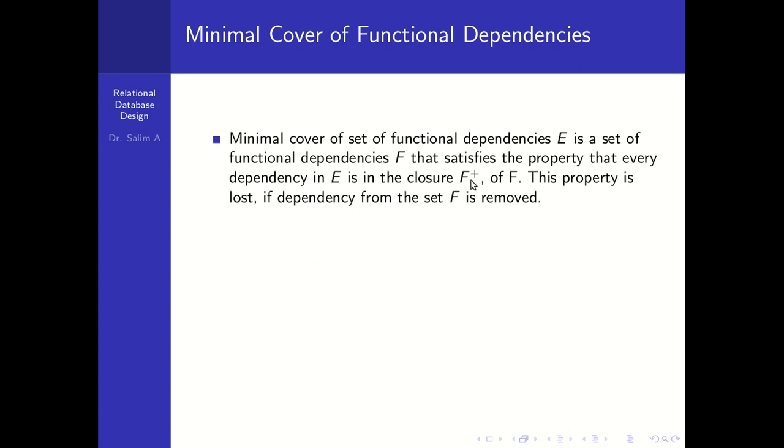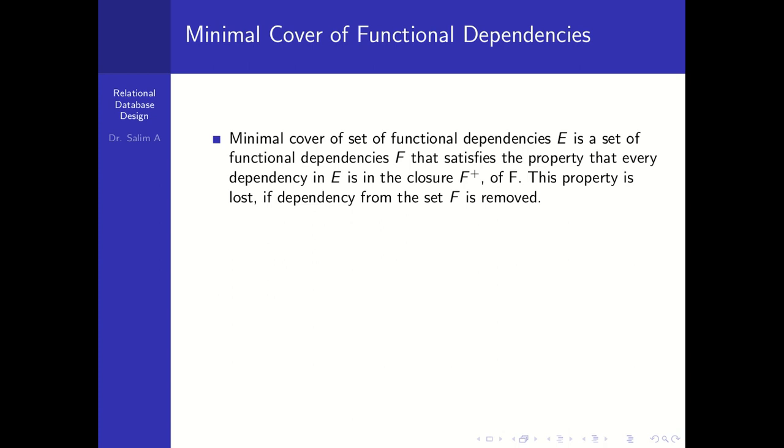Therefore, you are given a set of functional dependencies E. You have to find another set F such that F closure will contain all the functional dependencies in E. That means F is a minimal set of functional dependencies. If one of the FDs in that minimal set is removed, then that condition will be violated.